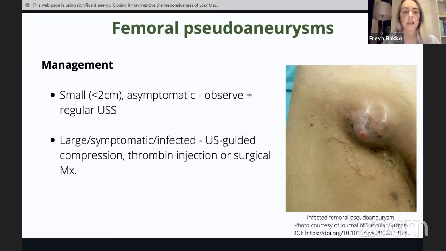If the aneurysm is large or symptomatic or infected, as you can see in the photo, they'll often have a puncture with a discharge or even bleeding. You want to do an urgent ultrasound guided compression or thrombin injection to manage this pseudoaneurysm. If it's really large, you might also surgically manage it. So this will be a referral to the vascular surgeons.